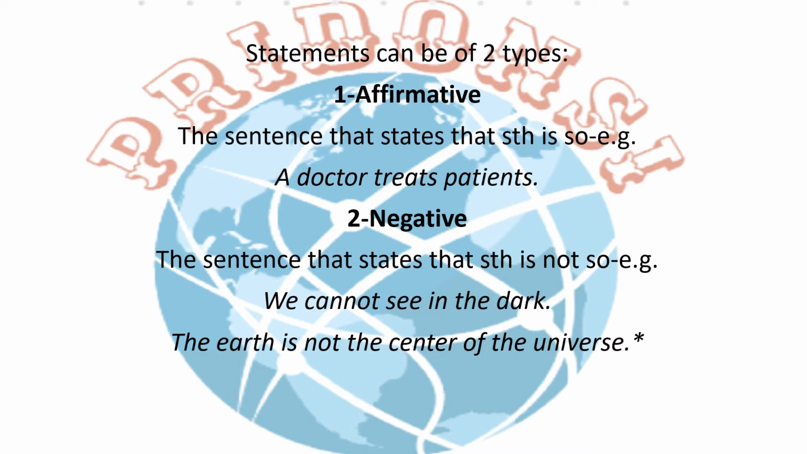To form a negative sentence, a not is added before the main verb. Not is always placed after an auxiliary. If there is no auxiliary in the sentence, do, does, did are used according to the tense of the main verb. When do, does, did have been used, the main verb comes in its original form.